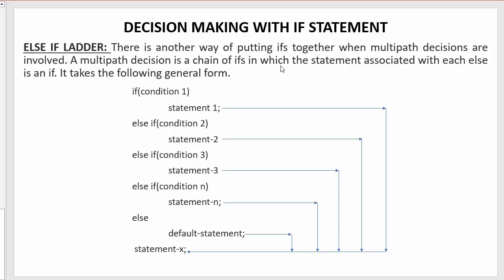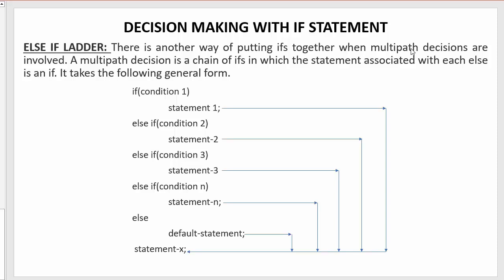Now let us start our discussion on today's topic of else if ladder. There is another way of putting ifs together when multipath decisions are invoked. Whenever you will be writing down the program, you may have a requirement of writing down different conditions, and whichever condition gets satisfied, the statement present under that condition will get executed. Like this, you might have written multiple conditions, which means you have multiple paths in your program, and with that you are making multiple decisions.